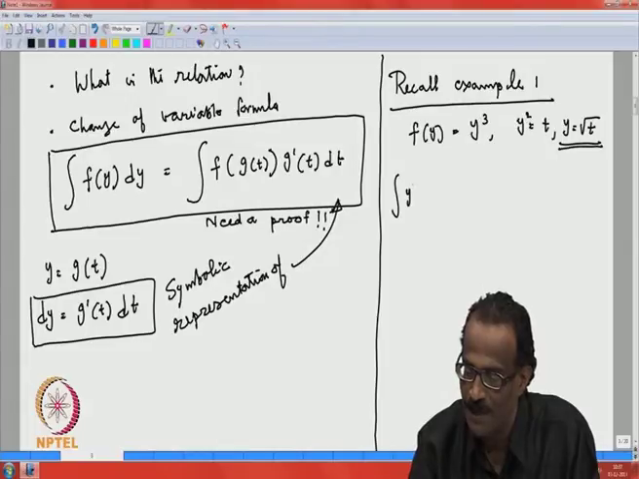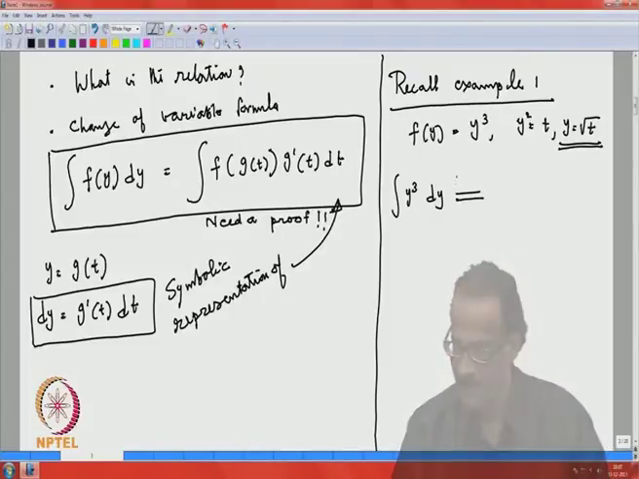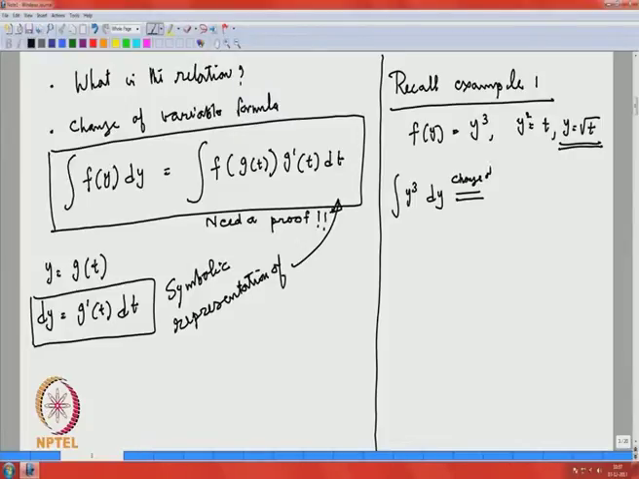So, what is your integral of y cube dy here? It is equal to a change of variable. Instead of y, I want to substitute y square equal to t. So, f of that, when I put y is equal to root t, I will get root t power cube. And then what is my g of t here? This is my g of t, you see. So, I want g prime of t, so I want root t prime dt.